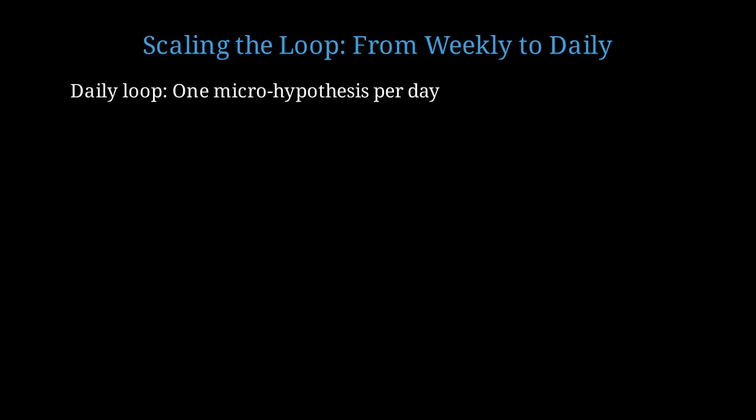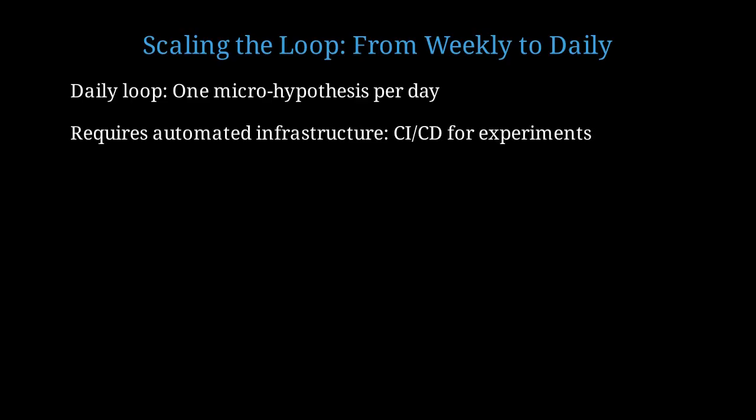Once you've mastered the weekly loop, you can compress it further. Advanced teams run daily validation loops for rapid iteration. The daily loop tests one micro-hypothesis per day. For example, does changing the headline from faster code reviews to ship code 50% faster improve conversion? This requires automated infrastructure, continuous integration, and continuous deployment for experiments. AI handles experiment design, deployment, analysis, and recommendation without human intervention.